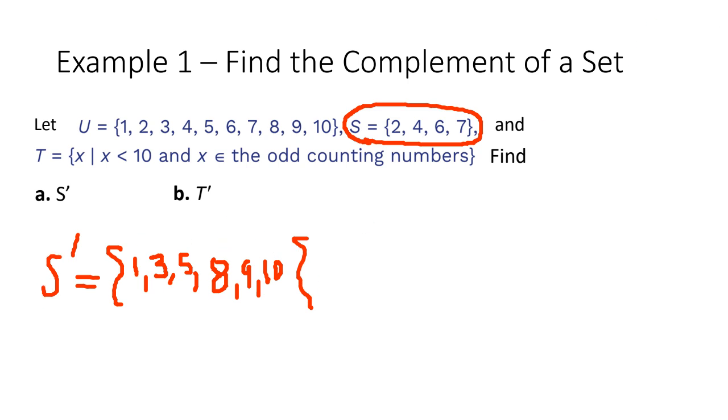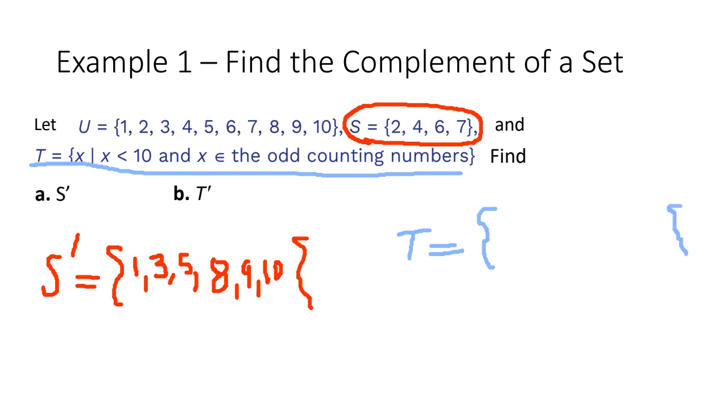So for the next one, they give us T. T is an element of all the odd counting numbers. So we're looking at 1, 2, 3, and so on, that are less than 10. So what are those numbers? So let's write down what T is first, so it makes it easier to write it in roster form.